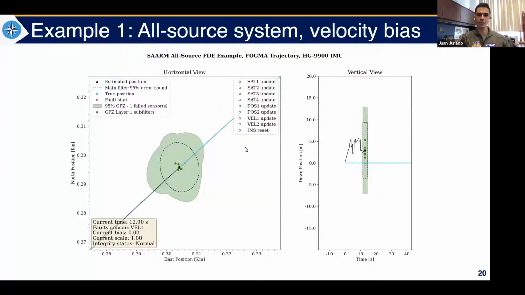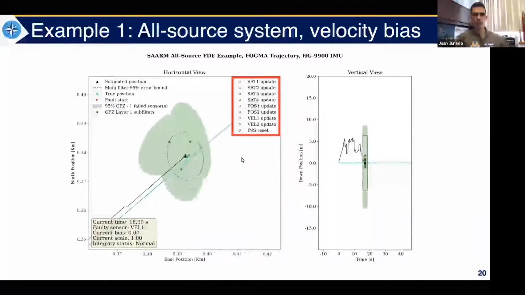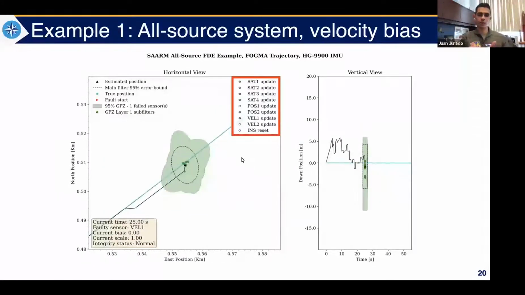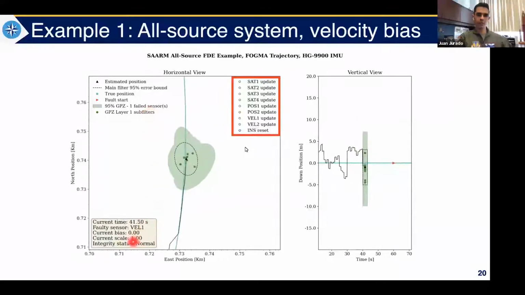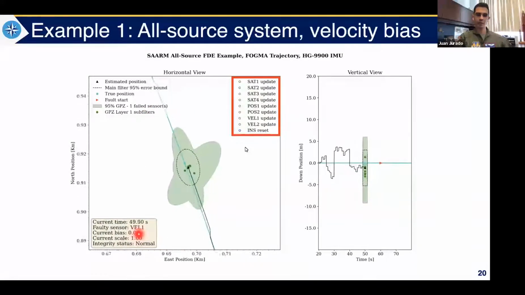This is an all source system. What I mean by that is I have 4 pseudo-range satellites, with clock error and all the sort of high fidelity simulation there in 3D space. I have 2 3D position sensors, 2 3D velocity sensors, and I'm doing error states, which means I'm doing INS resetting, and I'm running with an HG9900 IMU. What we'll see here in the video at the bottom, let me start the video, is I assume 1 sensor can fail at a time, so I have only 1 layer of T matrix subfilters. Here the vel1 sensor is going to be faulty with a bias.